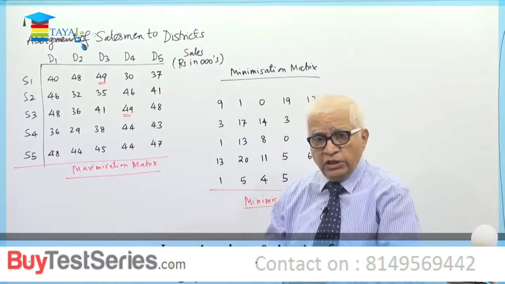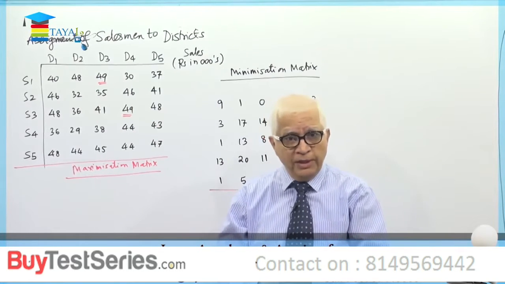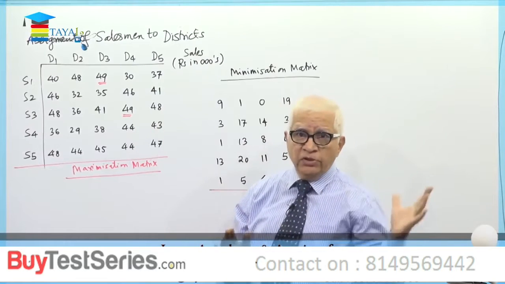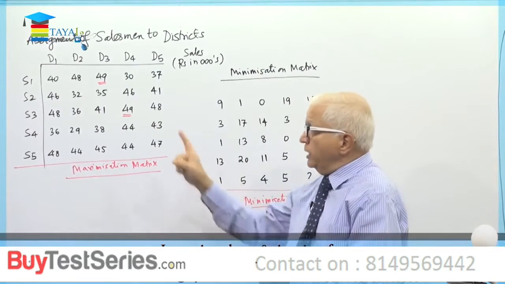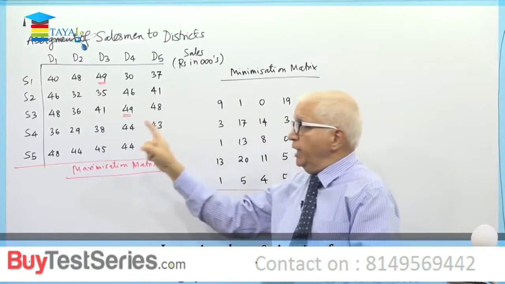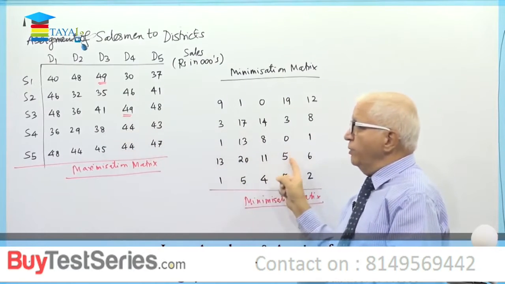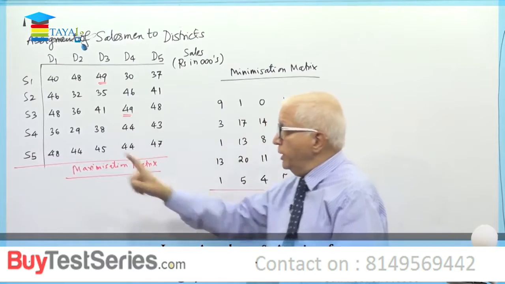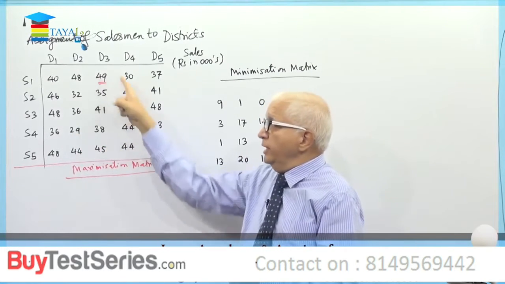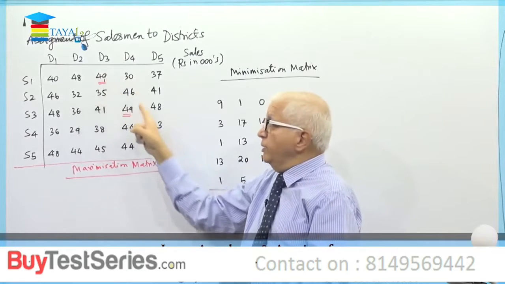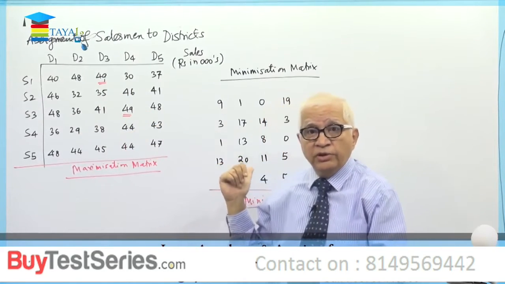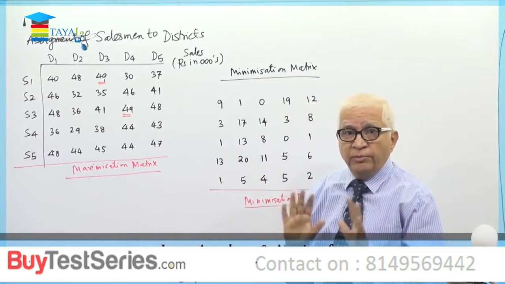Fine. So this problem is now to be converted into a minimization problem. In other words, I must create another matrix which becomes a solvable problem, where the maximum number here will correspond to the minimum number here, and the minimum number here will correspond to the maximum number here. Now what is the minimum number here? 29. The lowest sales are 29. The highest sales are 49, either here or here. So these maximum numbers must become the minimum numbers there, and this minimum number must become the maximum number in the new matrix. The procedure is extremely simple.